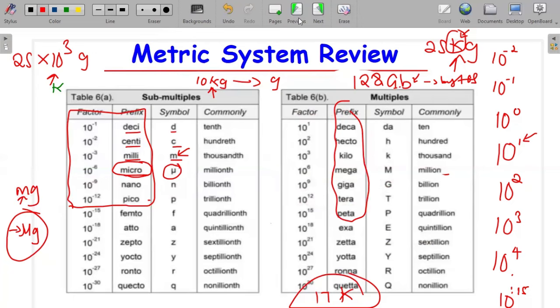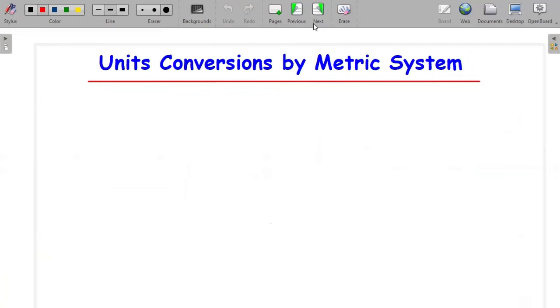All right, now that we have known the metric system, we can easily convert units by using the metric system. There are actually 2 methods for converting units. There's one which we are going to do today, which is by the metric system. And then there's another one where you use dimensional analysis.